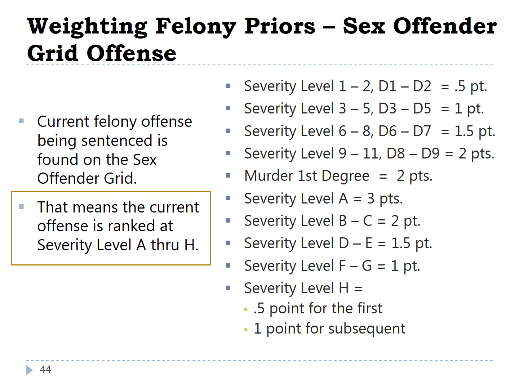If your current offense is found on the sex offender grid, that means you're assigning a severity level A through H to the current offense, which means you're going to see a different point value for prior sex offenses. So be particularly aware of how those might adjust.